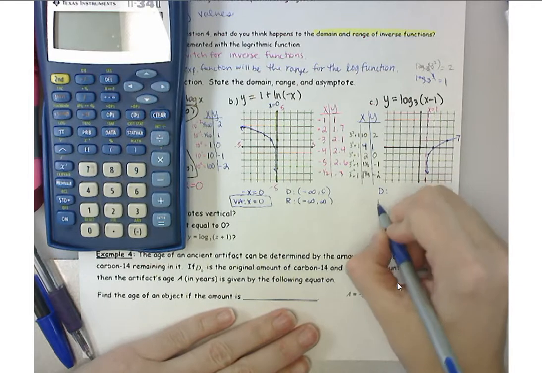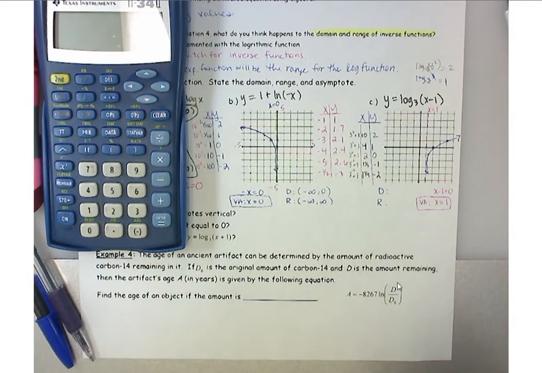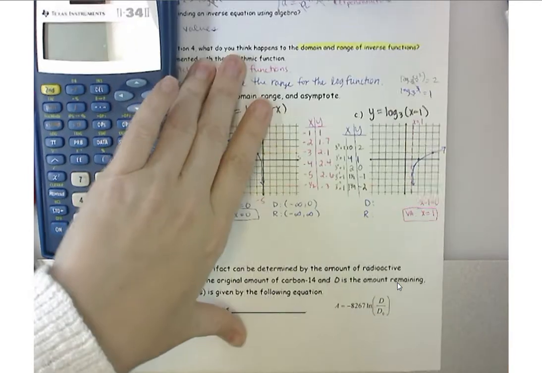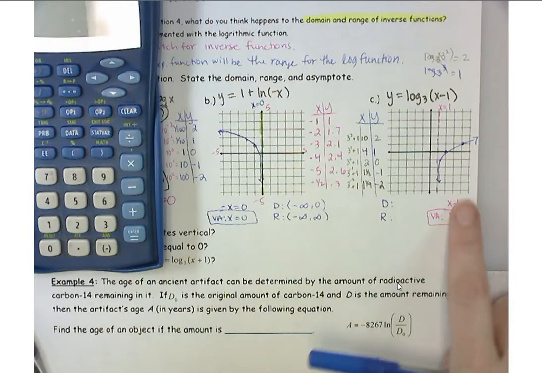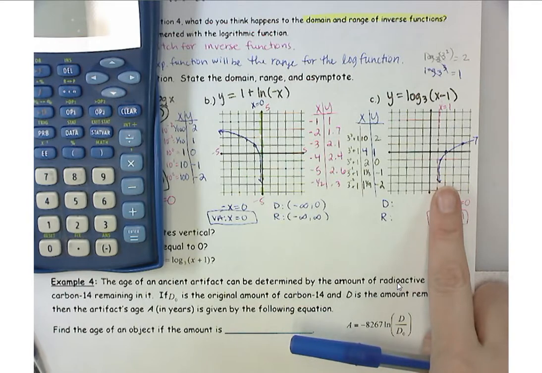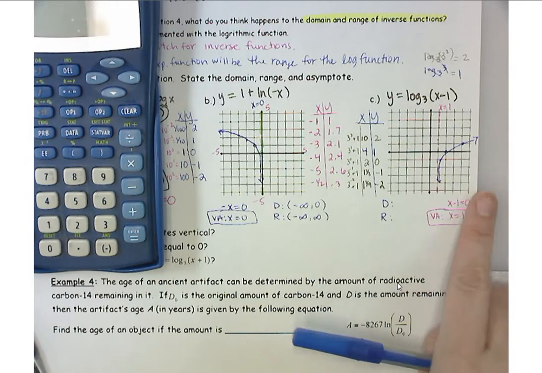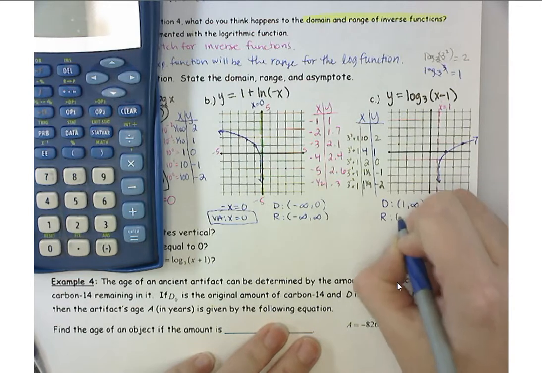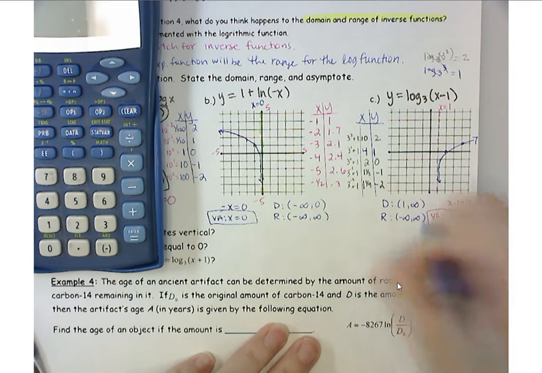So what's my domain going to be? So look at your points, right? They start at what value? 1, and they go to infinity. So 1 to infinity, your range, all real numbers.